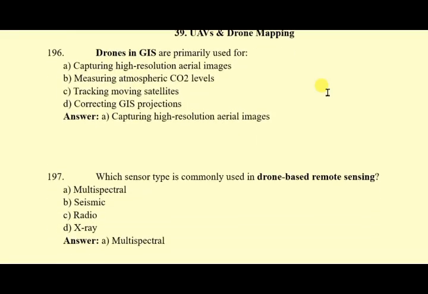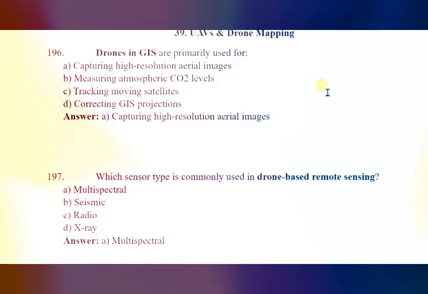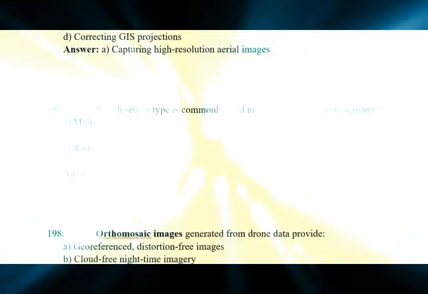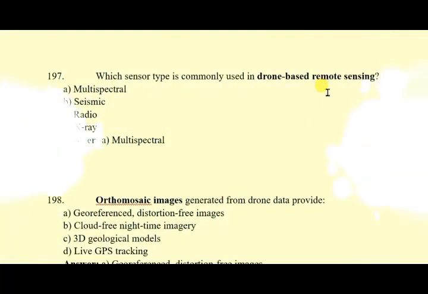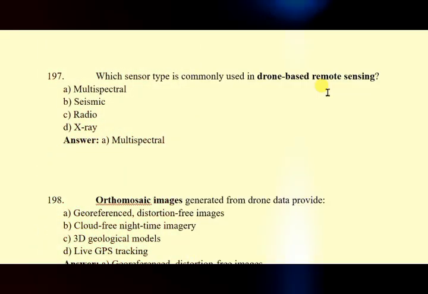Category 39. UAV, unmanned aerial vehicles and drone mapping. Question 196. Drones in GIS are primarily used for capturing high-resolution aerial images, measuring atmospheric CO2 levels, tracking moving satellites, correcting GIS projections. Here the right answer will be capturing high-resolution aerial images. Question 197. Which sensor type is commonly used in drone-based remote sensing? Here the options are multispectral, seismic, radio, X-ray. Here the right answer will be multispectral.